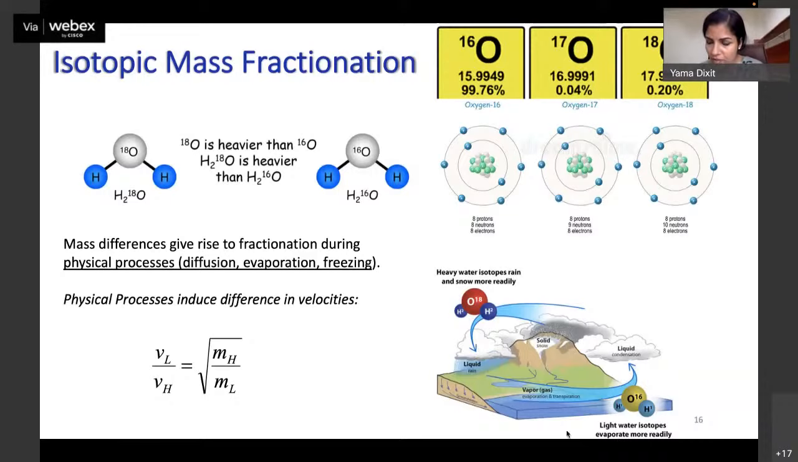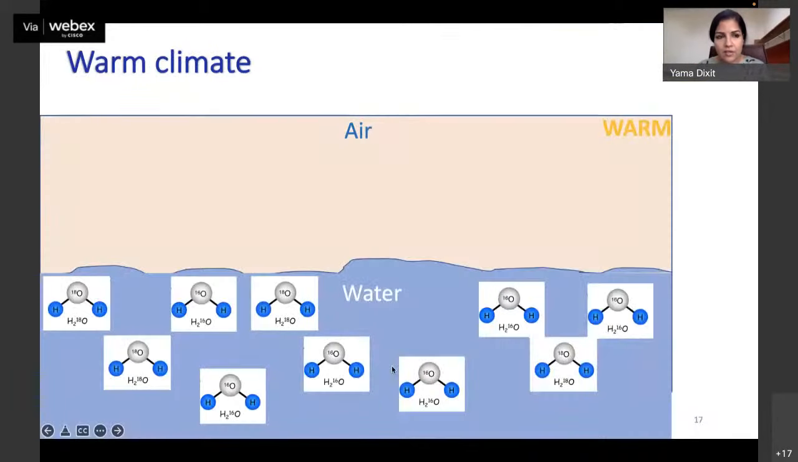So lighter water isotope would evaporate more readily. Now, this introduces a fractionation in the remnant water body. Because the lighter ones have already evaporated, it gets enriched in the heavier isotope, O18. So in the water body, the isotopic signature of water really changes, and that is what is recorded in these shells.